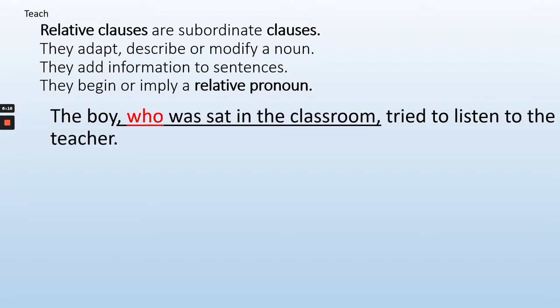The boy, who was sat in the classroom, tried to listen to the teacher. I've added extra information to my noun, the boy, with this relative clause. In red, I have my relative pronoun, who. It is relating back to the boy.